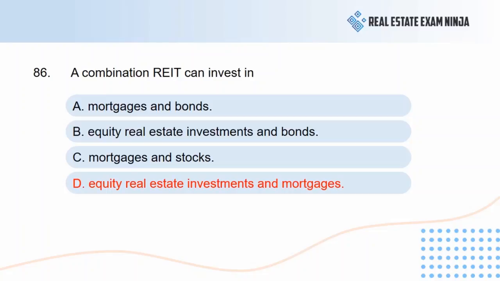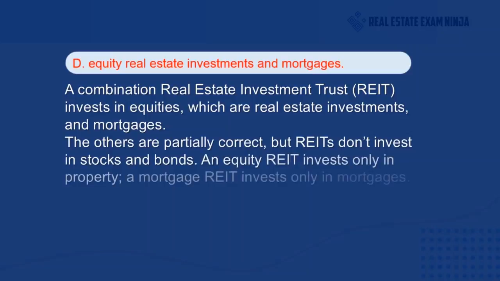The correct answer is D. A combination real estate investment trust, REIT, invests in equities, which are real estate investments, and mortgages. The others are partially correct, but REITs don't invest in stocks and bonds. An equity REIT invests only in property. A mortgage REIT invests only in mortgages.